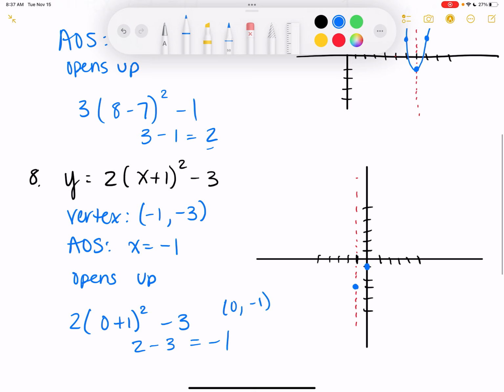That's 1 away on the right. So if I go 1 away on the left, I have one in the same spot. And connect the dots. Vertex form is probably my favorite. It's the one that requires the least amount of work. A little bit more memorizing, but less work.